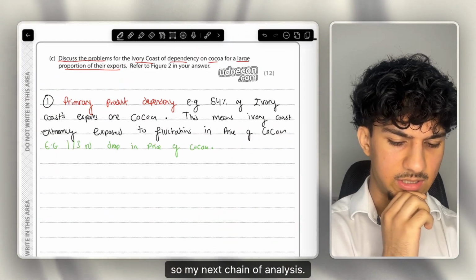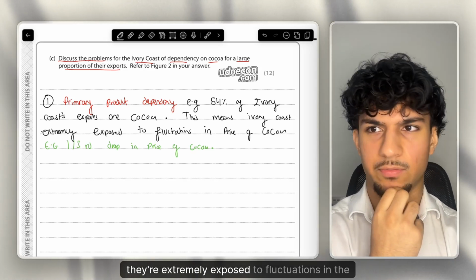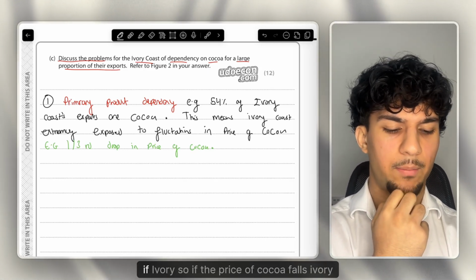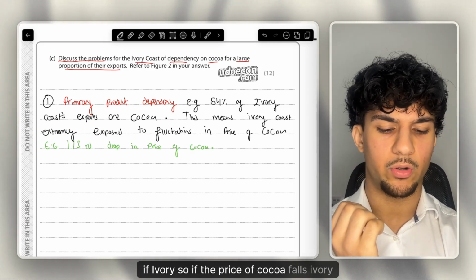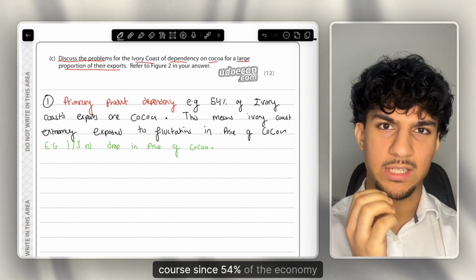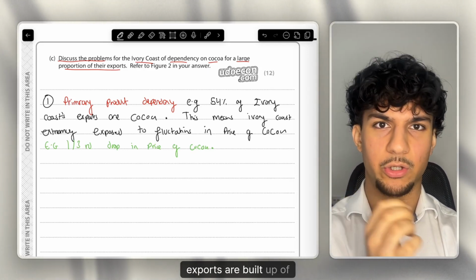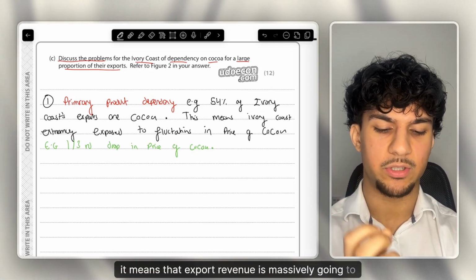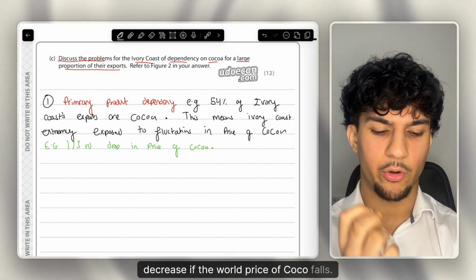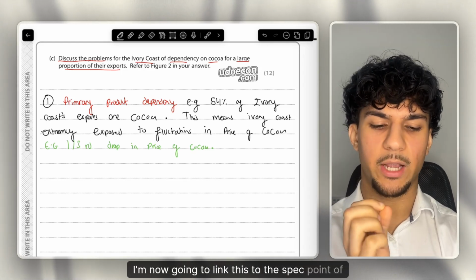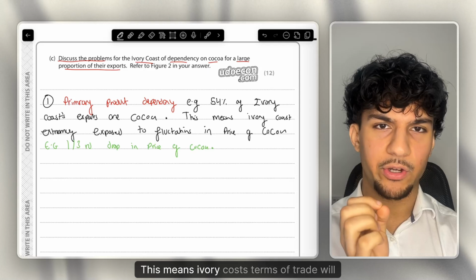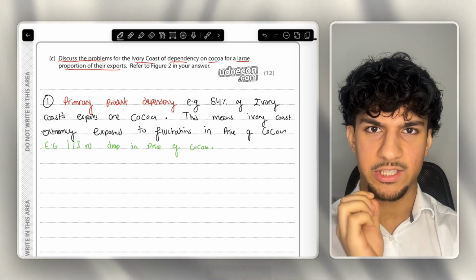Okay, so my next chain of analysis: I've said they're extremely exposed to fluctuations in the price of cocoa. I'm now going to mention that if the price of cocoa falls, since 54% of Ivory Coast's exports are built up of cocoa, export revenue is massively going to decrease if the world price of cocoa falls. I'm now going to link this to the spec point of 4.1.4, which is terms of trade. This means Ivory Coast's terms of trade will deteriorate.